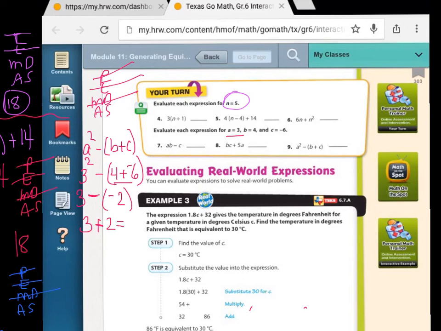3 plus 2, oh my goodness, my second grader can do that. She could do that last year. 3 plus 2 is 5. All right.